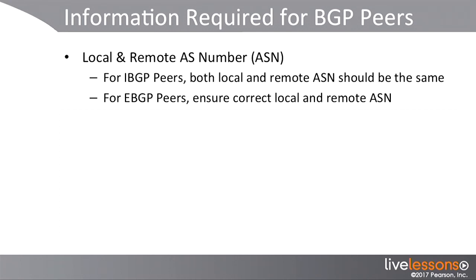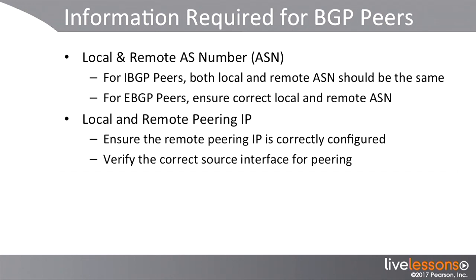The second thing that you need to look for is the local and remote peering IP. Sometimes what happens is we are trying to establish a peering between the loopback IPs, and mistakenly, maybe due to a typo or human error or documentation issues, we actually configured the connection based on the physical IP. In those scenarios, if the remote side is configured for peering with the loopback and your side is configured for peering with your interface IP, then the connection might not get established.